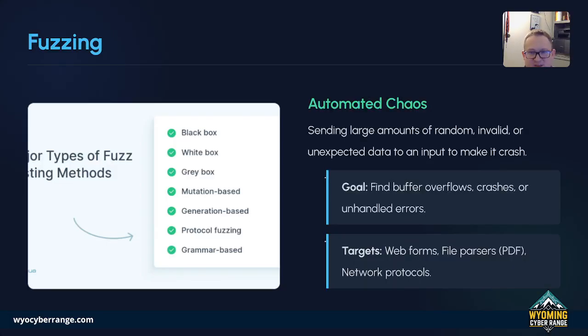Lastly, we're going to be talking about fuzzing. I like to think of fuzzing as automated chaos. Fuzzing involves sending a large amount of random, invalid, or just unexpected data as input to the system. And we want to make it crash. The goal here is to try to create buffer overflows, a crash itself, or even unhandled error messages. We fuzz everything from web forms to file parsers like PDF readers. You can also fuzz an FTP server. It's different network protocols.